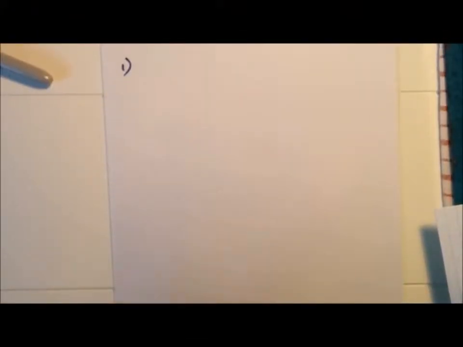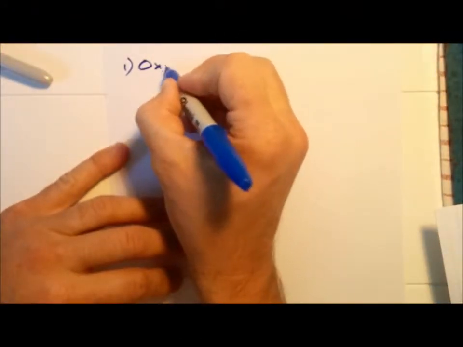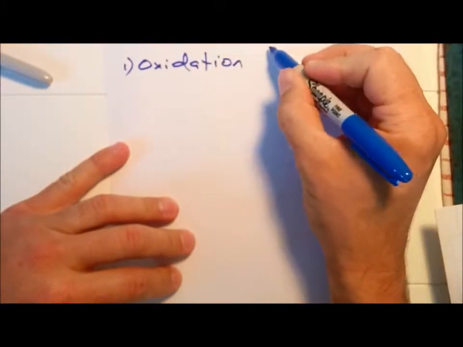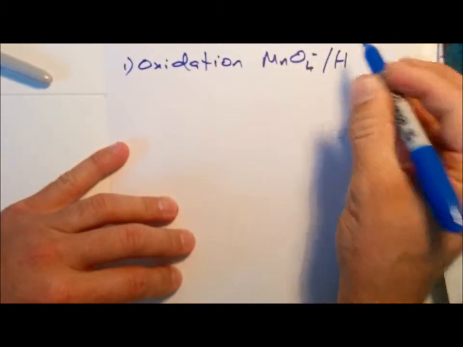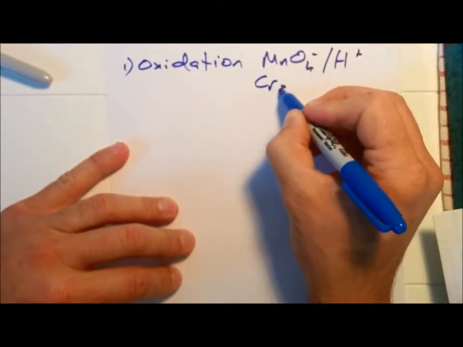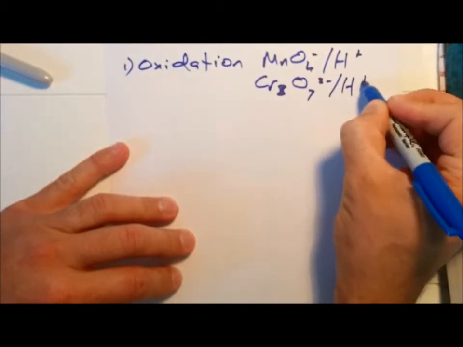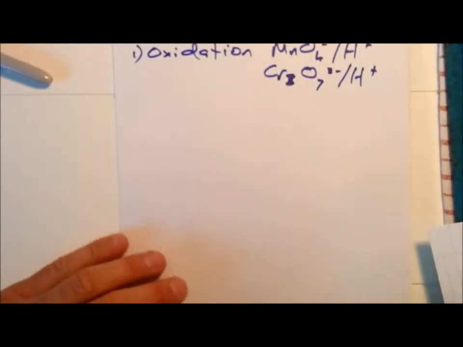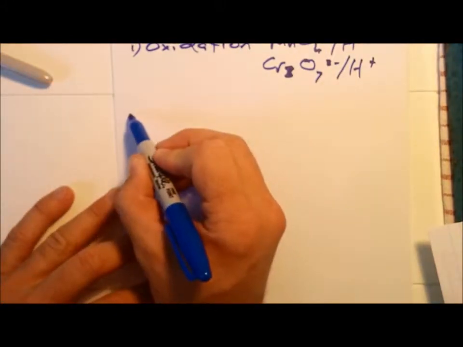So we're going to cover ID tests for alcohols now. The first one is oxidation using potassium permanganate, acidified, or Cr2O7 2- acidified, which I've already covered in the previous video. So if you need a revision for them, go back to it.